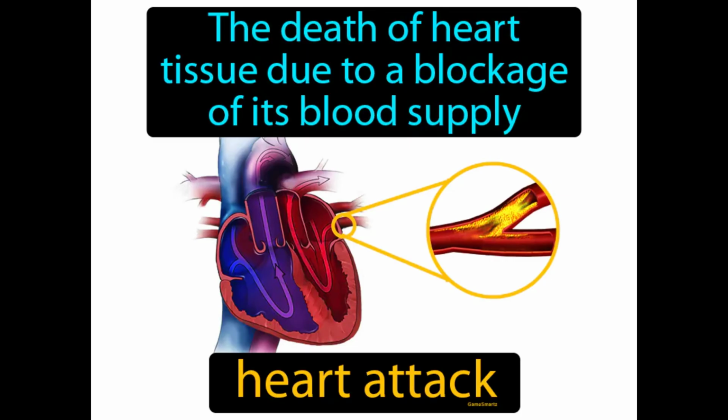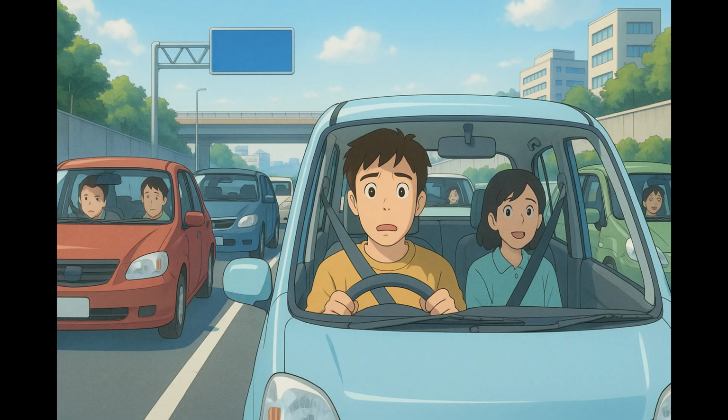The death of heart tissue due to a blockage of its blood supply. Heart attack. A heart attack happens when blood flow to the heart is blocked, causing part of the heart muscle to die. Imagine you're driving home from work and suddenly encounter a traffic jam on a major highway, causing your car to come to a complete halt.